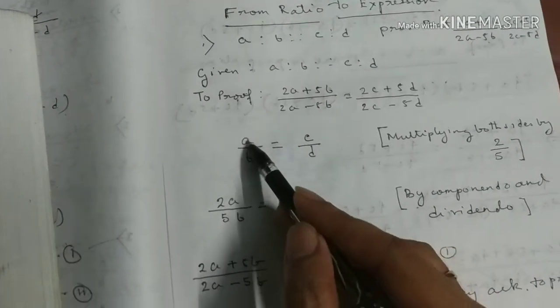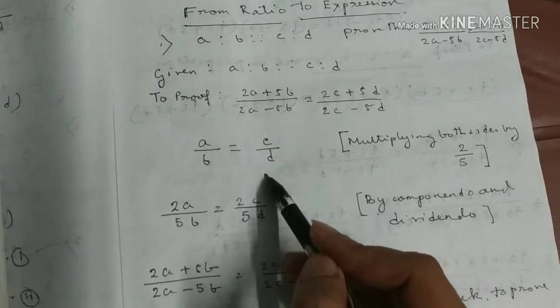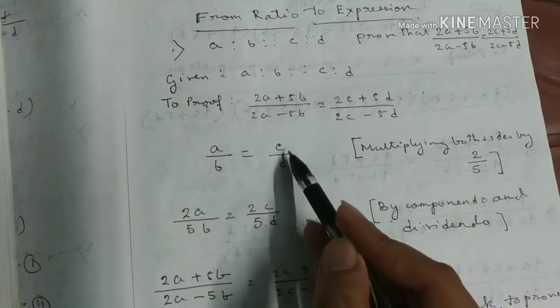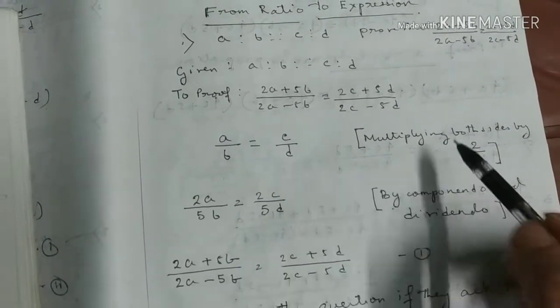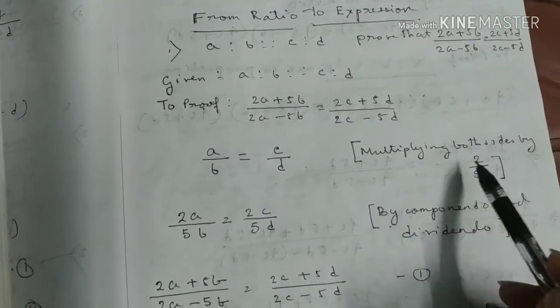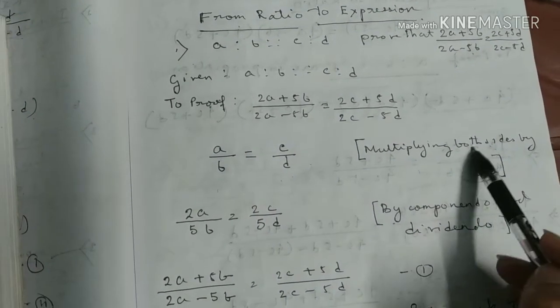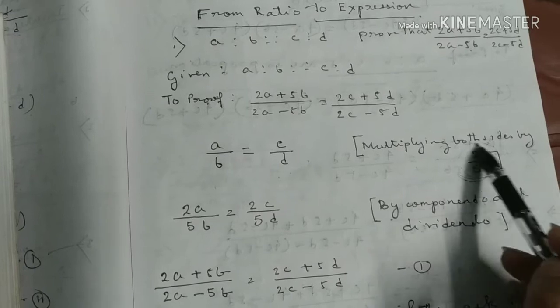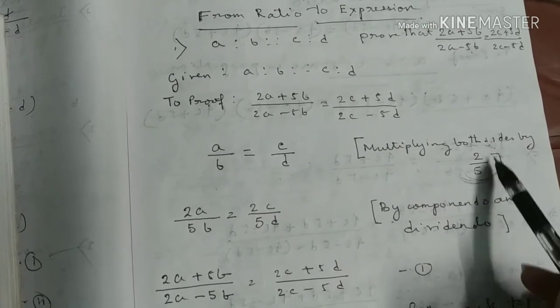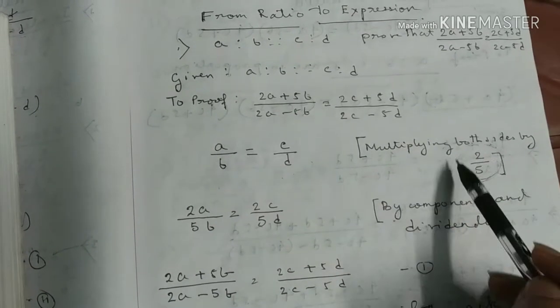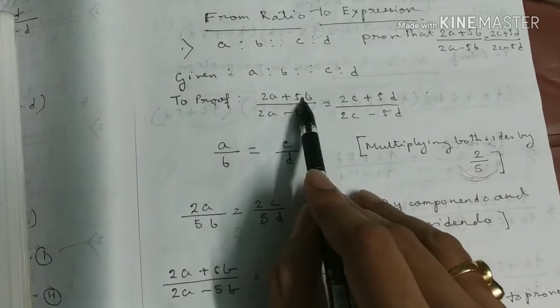You're going to start with a by b is equal to c by d. Okay, a by b is equal to c by d. On both sides you need to multiply by 2 by 5. How do we get this? How are we coming up with this fractional number 2 by 5? It's very easy. We are going to look at this place.